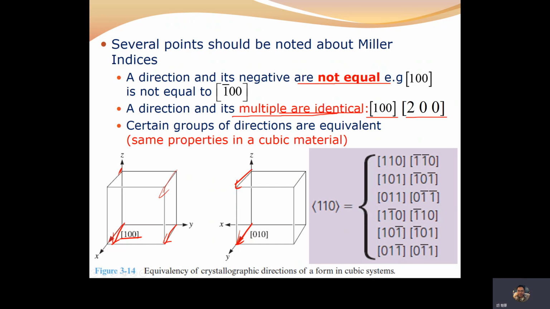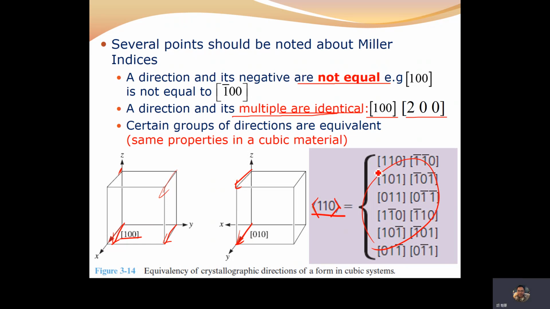For example, the crystal direction 110 has an equivalent group, and we use the angle brackets to identify it. There are 12 directions. 12 crystal directions are identical.